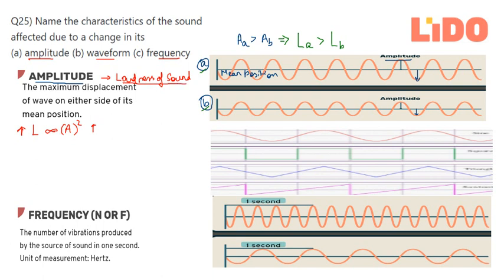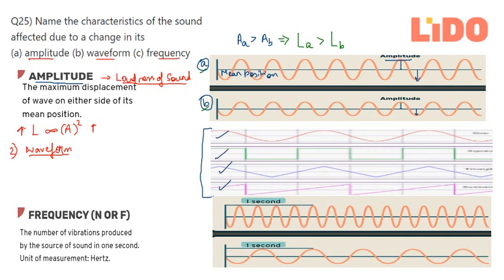Let's move ahead to the next part, which is waveform. So what does a waveform depend on? Let me write it down over here. Waveform. To understand this, I have four different waveforms. Every sound source produces a type of waveform. It may be a square waveform, a triangular waveform, or a sinusoidal waveform. These are a few examples of waveforms produced.